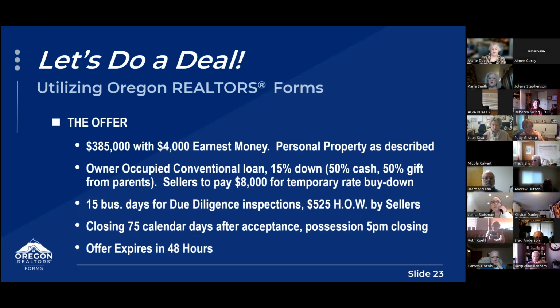15% down with 50% cash and 50% gift from the parents. The seller is to pay $8,000 for a temporary rate buy down. 15 business days for due diligence, $525 home warranty that the seller pays. Closing is 75 calendar days. Important to note, after acceptance, possession at 5 p.m. of closing, and their offer expires in 48 hours.